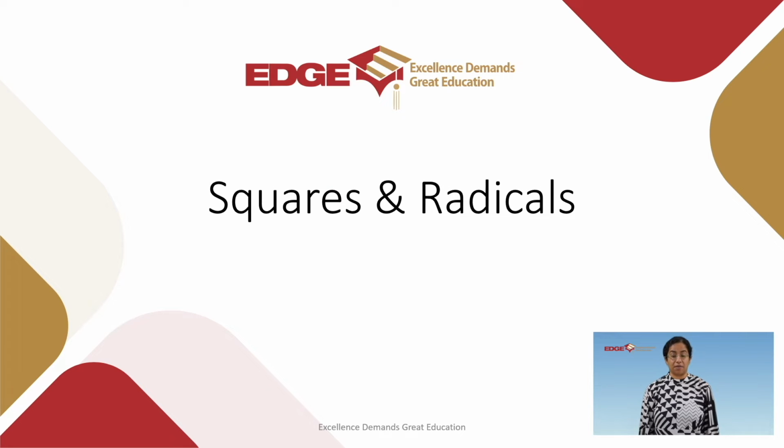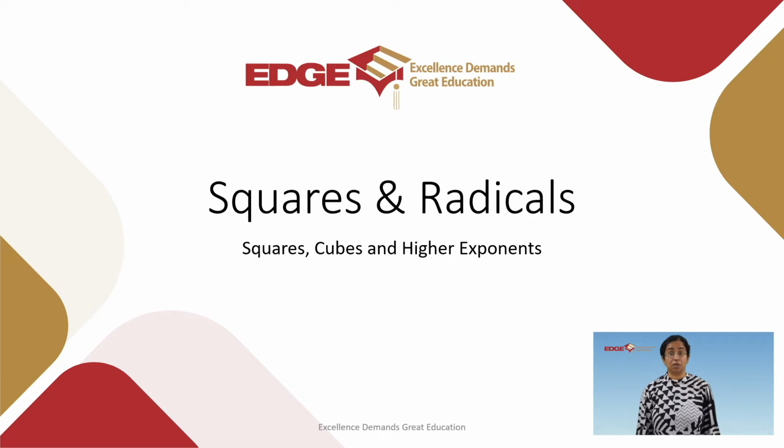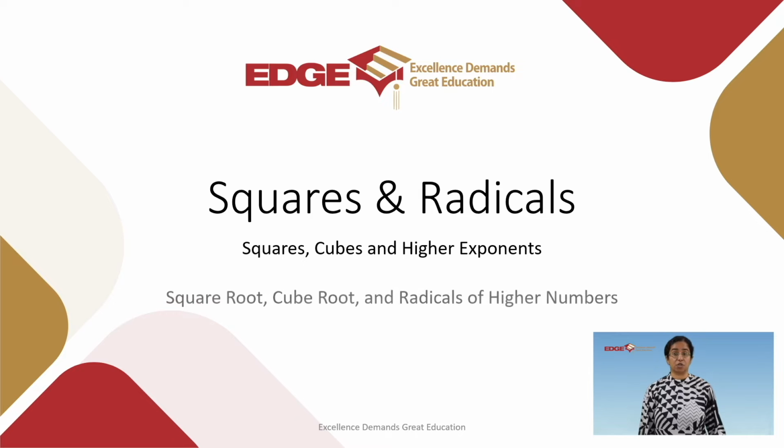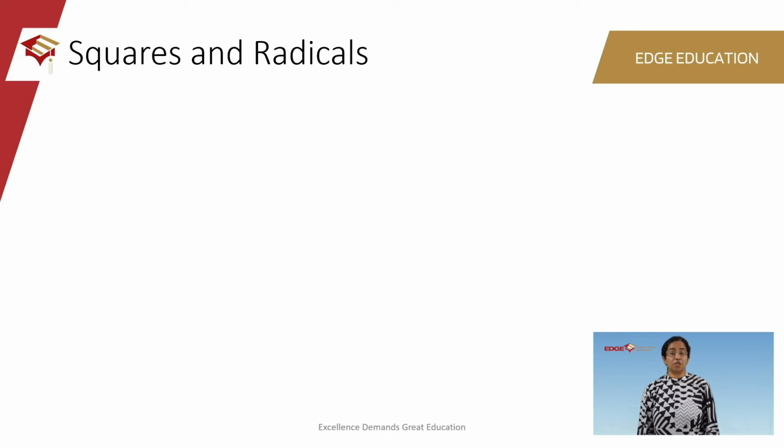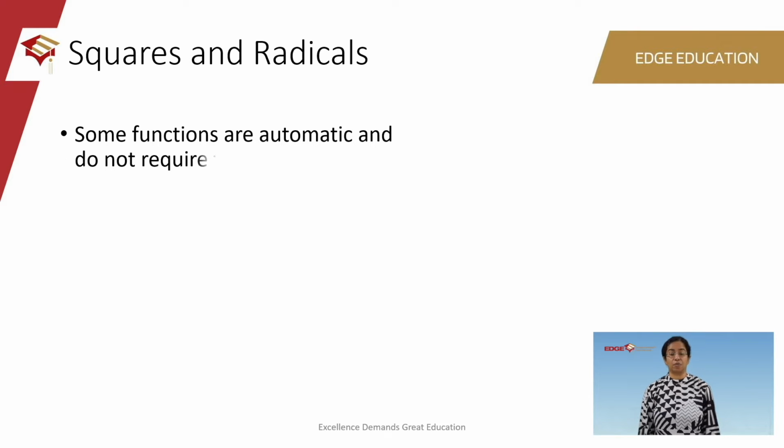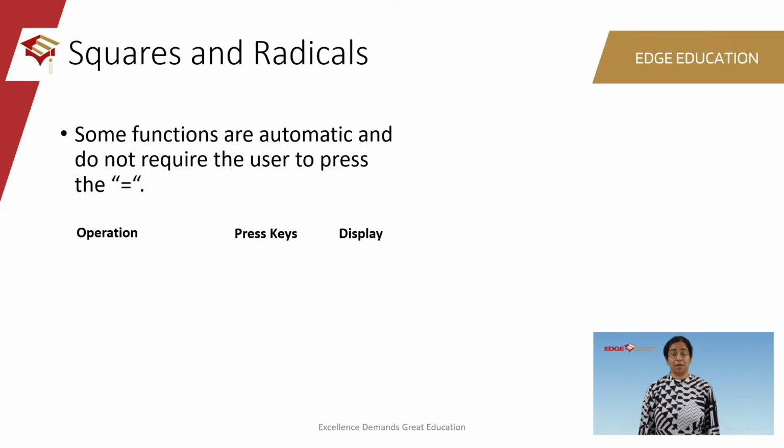Squares and radicals. We'll be taking a look at how to square, cube, and take numbers to higher exponents. We'll also look at the reverse, which is square root, cube root, and radicals of higher numbers. Some functions on the Texas calculator are automatic and do not require the user to press the equal to button. An example of such a function is the square function.